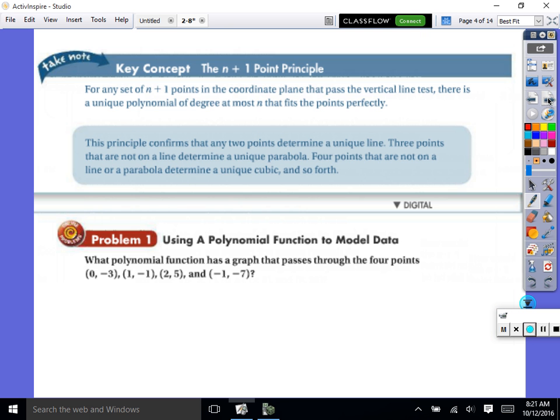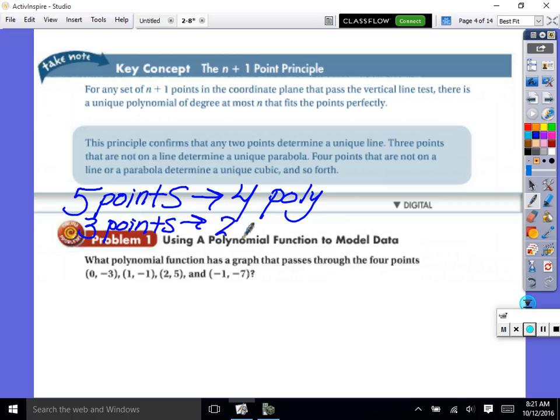Okay, so awesome. Now here's one rule you do have to know. Everybody listen to the rule. It's called the n plus 1 point principle. Basically, I'm just going to tell it to you basic, not read it to you. If you have 5 points, then there is a degree 4 polynomial that matches the data. Do you see how that's 1 less than the number of points we had? So if I have 3 points, there's a degree 2 that matches those points perfectly. Does that make sense, everybody?